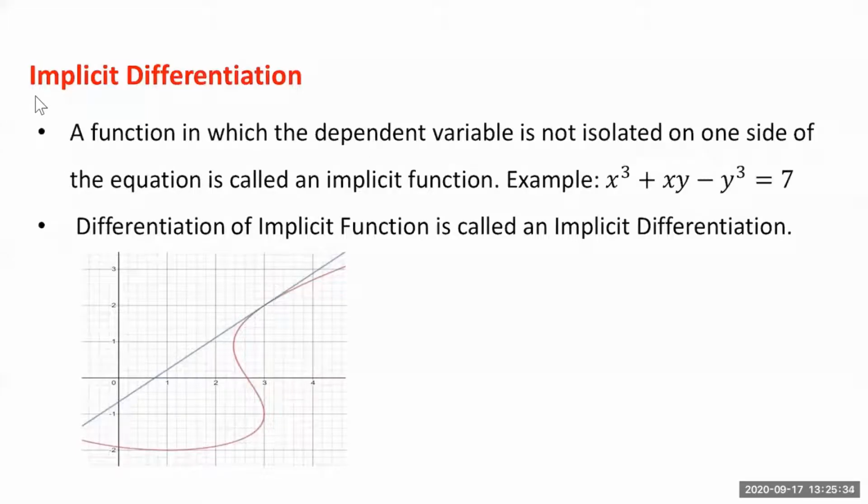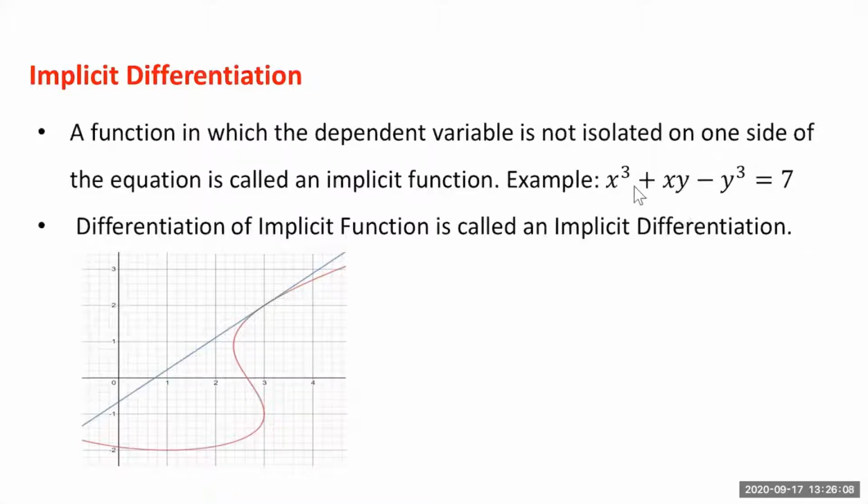Okay, let's begin with implicit differentiation. So we perform implicit differentiation if the function is an implicit function. And when we say implicit function, it is the type of function like the one I have shown here, where you'll not be able to isolate the dependent variable. If you want to find y by itself in this equation, it is not possible. So those types of functions where you cannot isolate the dependent variable are called implicit functions.